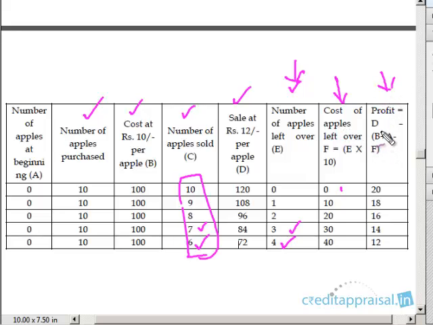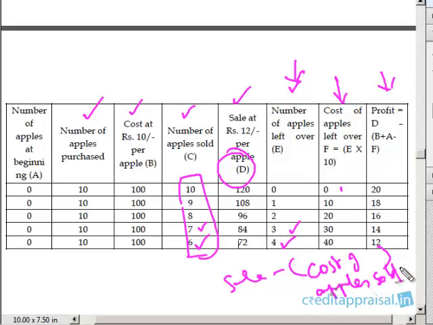Now I am arriving at profit through a formula, right? Sale minus, that sale minus is always common. Earlier we calculated the cost of apples sold, right? Now we are going to arrive at this parenthesis in a slightly different format: B plus A minus F. What is B? Cost of purchase. This is the total purchase. Plus A. What is A? Apples at the beginning. And finally minus F. This is at the end. Cost of apples at the end.